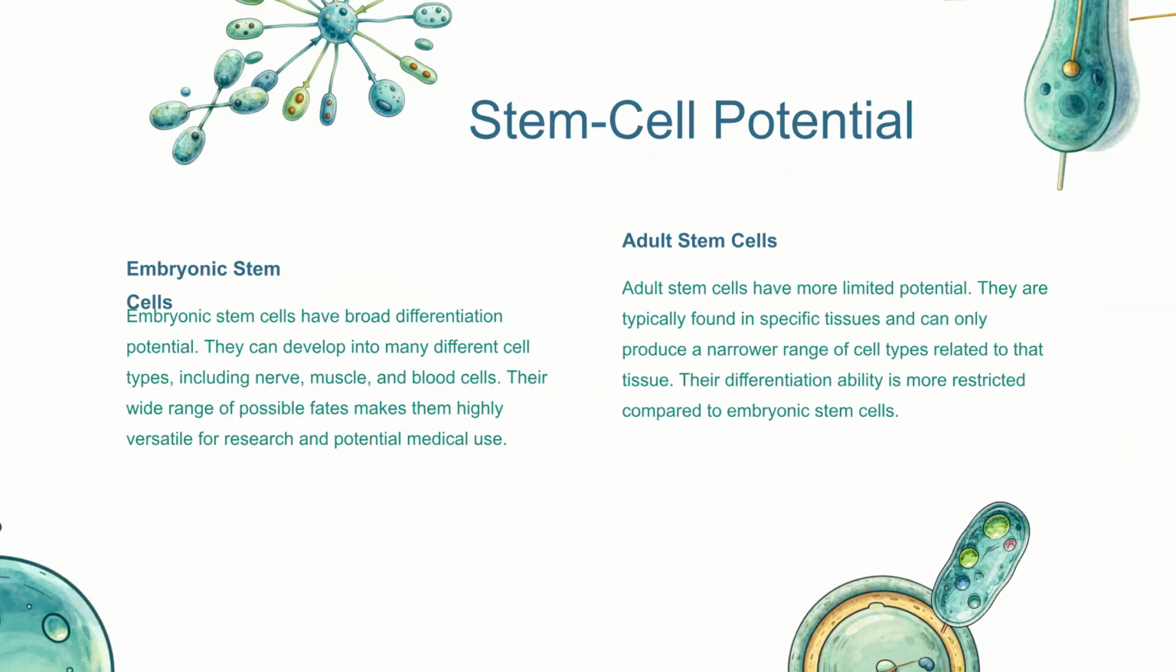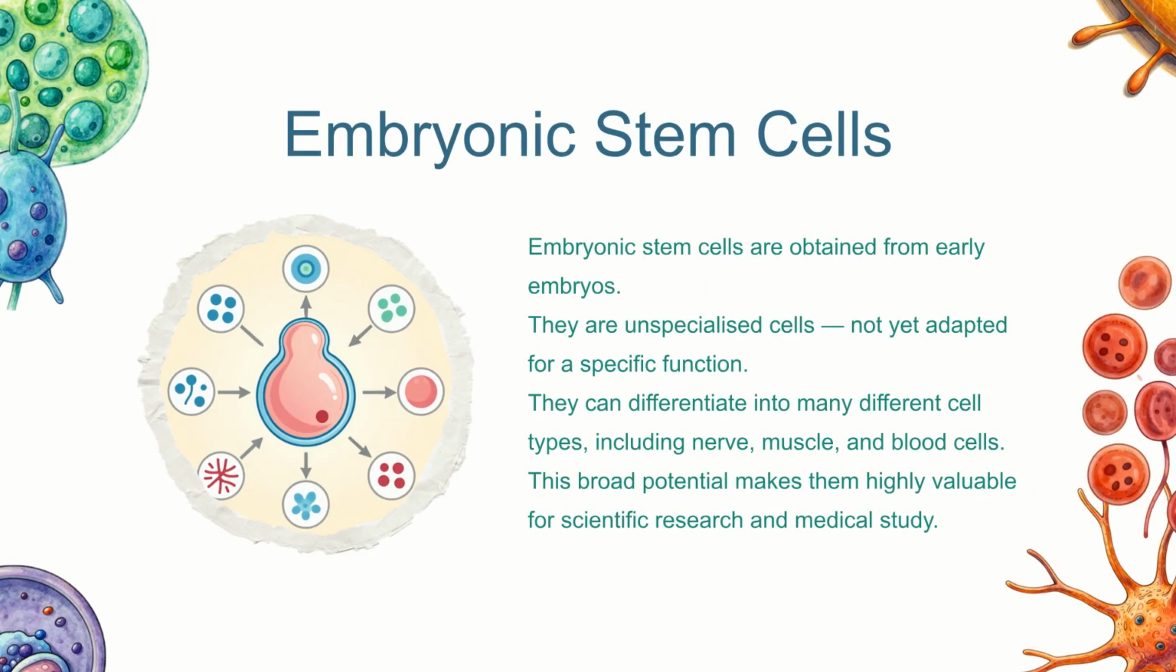When comparing potential, embryonic stem cells are highly versatile and can form almost any cell type. Adult stem cells are more limited, typically producing cells related only to the tissue they are in. Embryonic stem cells are sourced from early embryos. Because they have not yet adapted for a specific function, their broad potential makes them invaluable for scientific research.